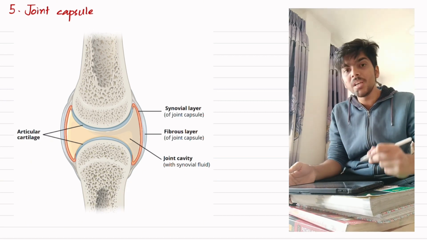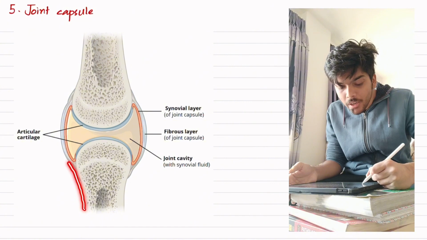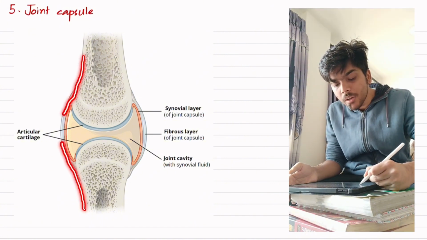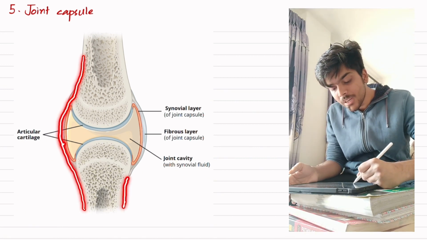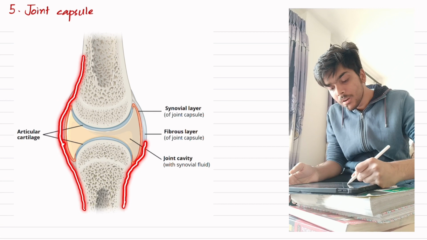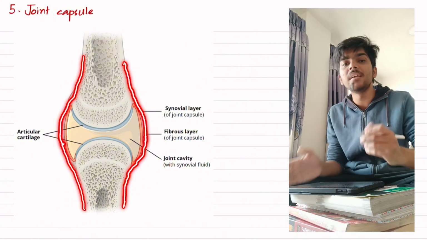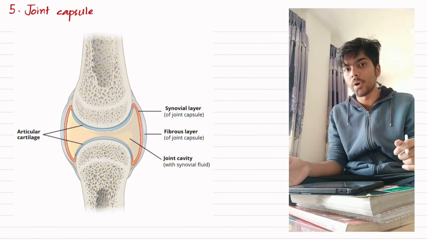The periosteum of one bone of the joint extends or continues and fuses with the periosteum of the other bone of the joint. The same thing happens on the other side as well. The periosteum continues from one bone and then fuses with the continued periosteum of the other bone and forms a capsule-like structure at the joint level. And this is your joint capsule.